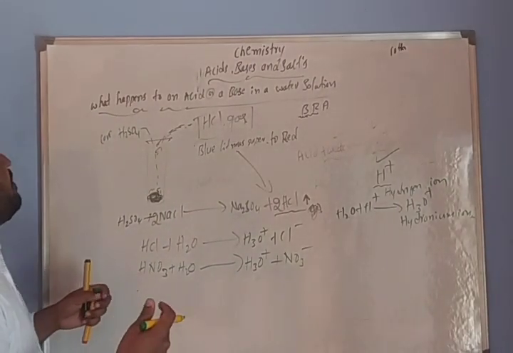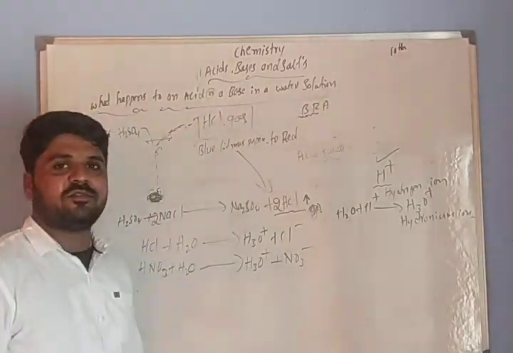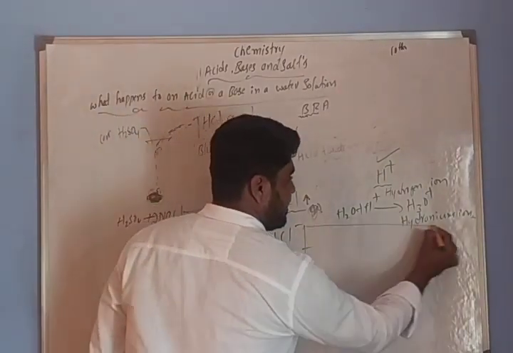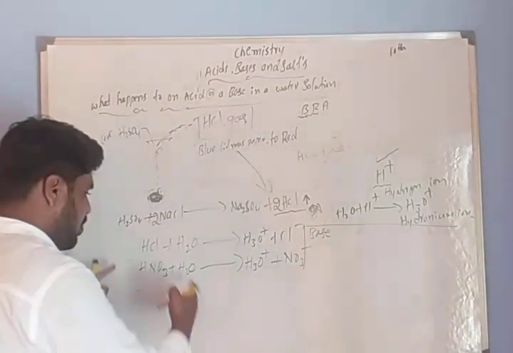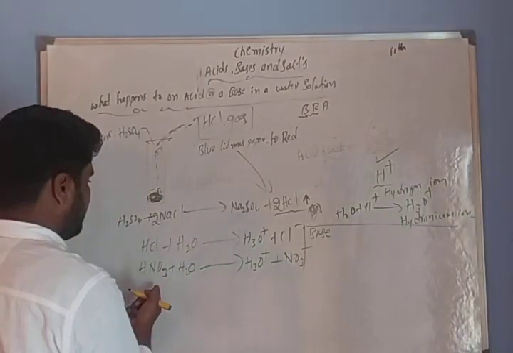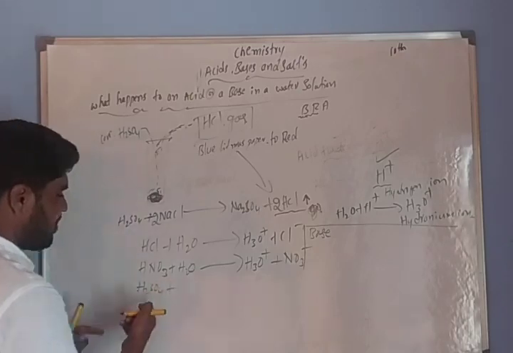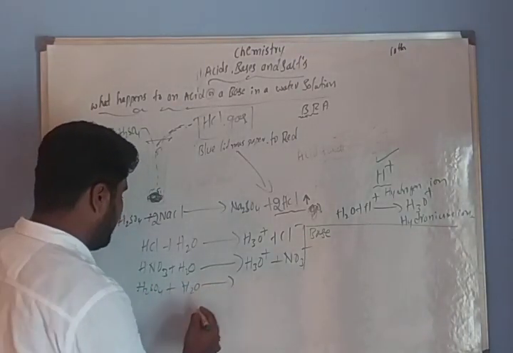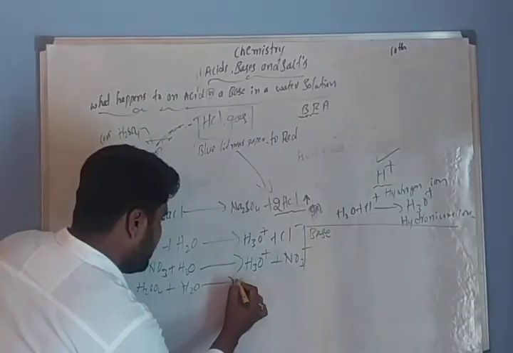So next we have to see what happens when bases react with water. What happens when bases react with water? I have written here now. So all these are acids. So one more example you can take, H2SO4. H2SO4 is an acid. So H2SO4, acid, reacts with water. Here H2O is already there.